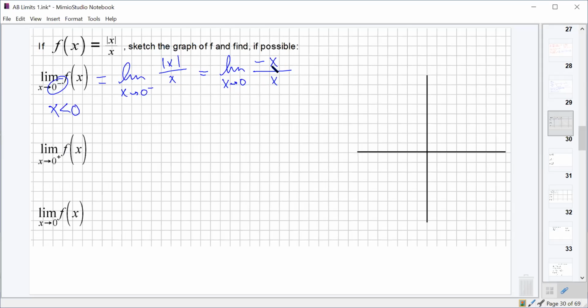So what do we do? We cancel the x's. This becomes the limit as x approaches 0 from the left of negative 1. What do you think the limit as x approaches 0 from the left of negative 1 is? Here's negative 1, so I approach 0 from the left-hand side. Negative 1. Yep, it's just negative 1.